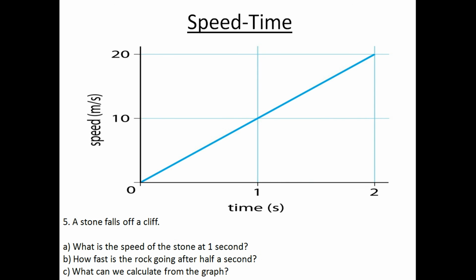A stone falls off a cliff. What is the speed of the stone at 1 second? How fast is the rock going after half a second? And what can we calculate from the graph? First of all, at 1 second it's 10 meters per second. So at half a second it must be 5 meters per second. And obviously we can calculate acceleration because it's the change in speed over time. We can use the graph to determine the acceleration.